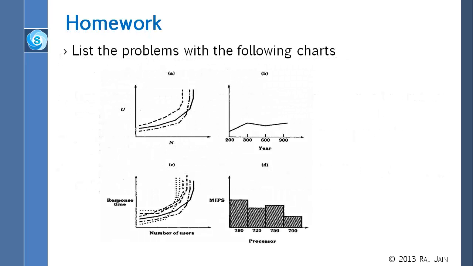Okay? Then we have a homework. And the homework is very simple. All you have to do is list the problems with the following charts. So write down A, what are the problems, B, what are the problems, C, what are the problems, D, what are the problems. Okay?